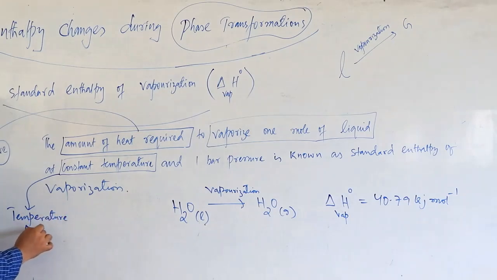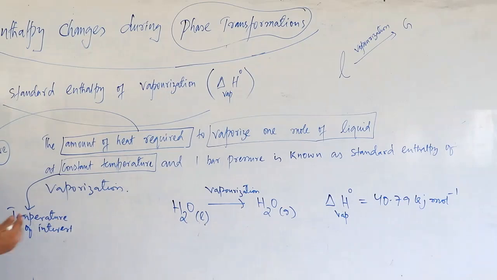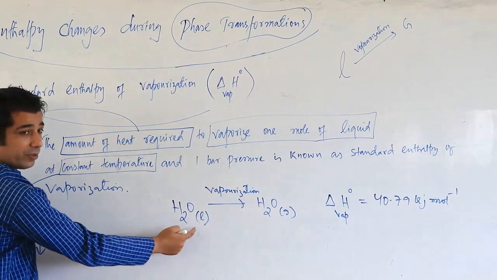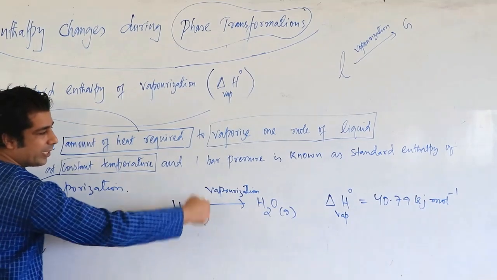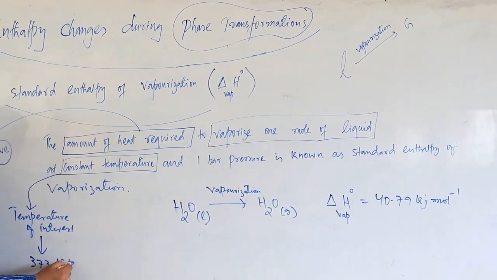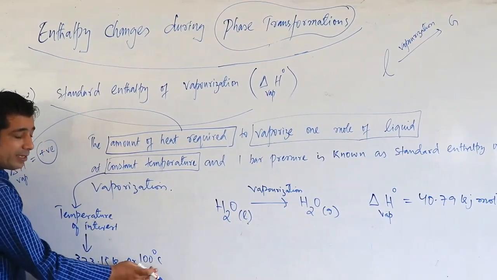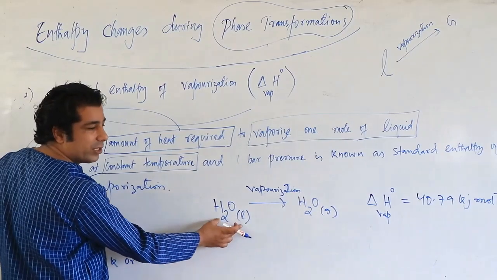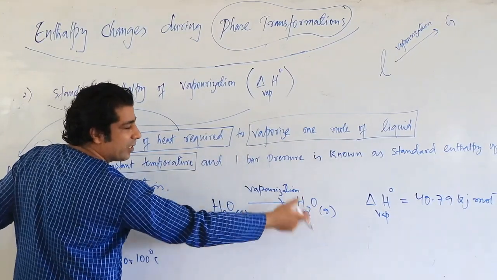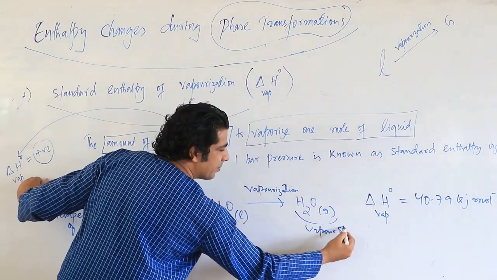Why do I call it the temperature of interest? Because for this physical process, the temperature requirement is different, and that is the boiling point of water. When you boil the liquid water, it will change into gas. So obviously I will take the boiling point of water, that is 373.15 Kelvin, or you can take it as 100 degrees Celsius. Because at 100 degrees Celsius you can boil the water and it will change into the gaseous state, or vapor state.